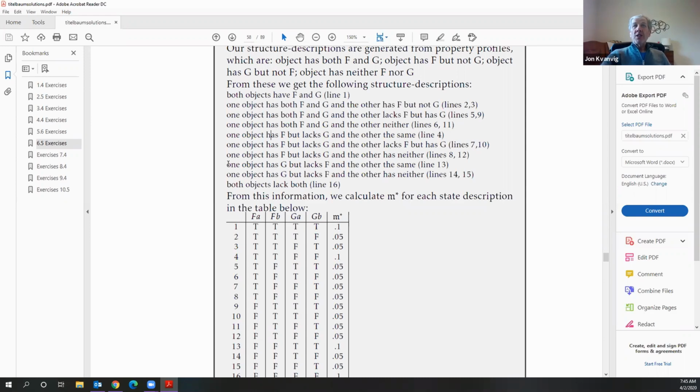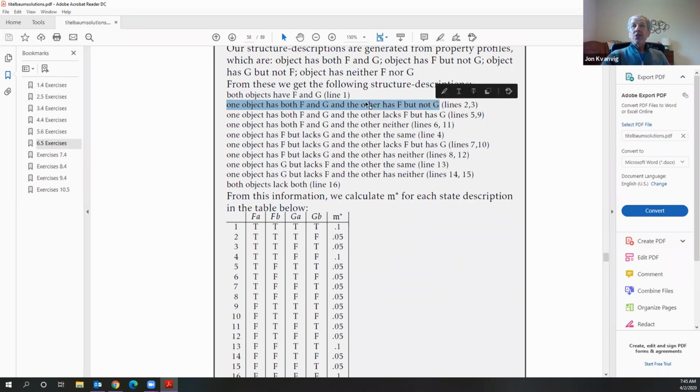So both objects can have both F and G, or lack both F and G. Both objects can be F but not G, and both objects can be G but not F. For the other structure descriptions, there are 2 ways for them to be realized by a line on the truth table. So just take one example. One object has both F and G, and the other has F but not G.